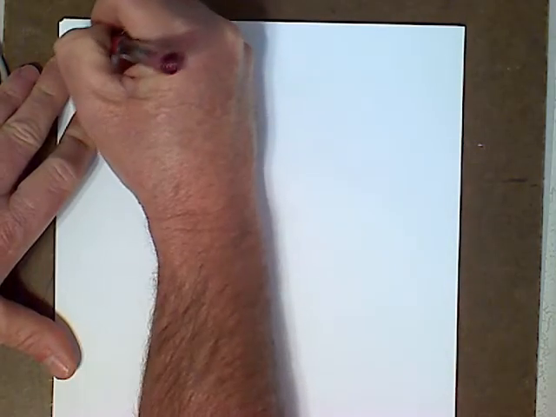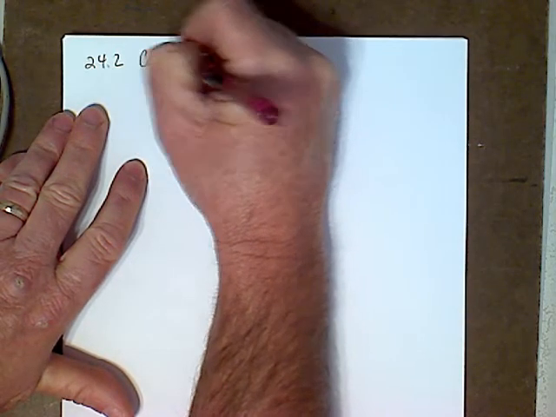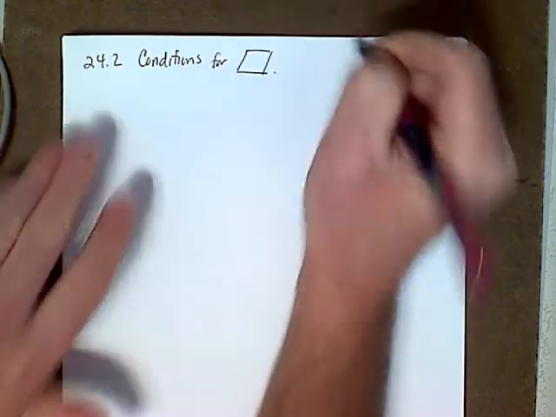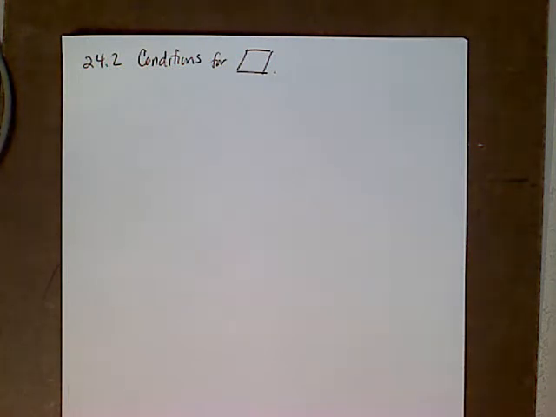So today our section is 24.2, which is conditions for parallelograms. Remember, this is your symbol for parallelograms. If you don't have paper, you might want to go grab some, push pause, come back, and we'll get it. So today what we're trying to work on is trying to determine if we have a parallelogram or not.